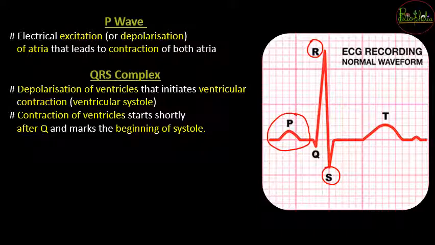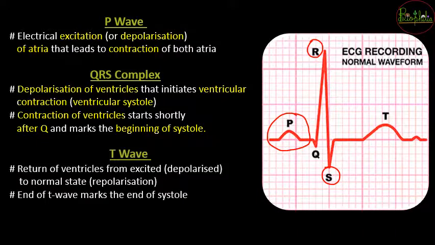Last part आता है that is the T wave. अब T wave कहाँ होती है? T wave is the last part of the ECG recording that signifies and completes one cardiac cycle. So last, that is T wave, is going to be the activity that records the return of ventricles from the excited state. तो contraction के टाइम पे क्या हुआ था?